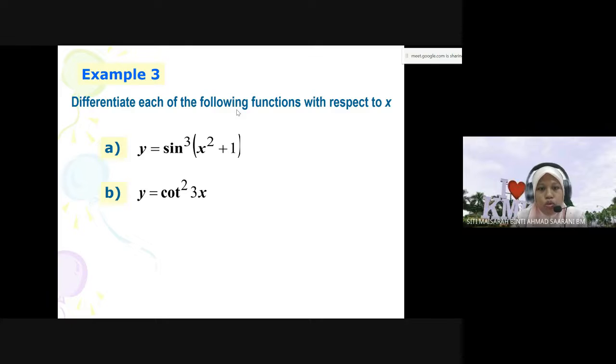For B, y equals cotangent square 3x. This is actually cotangent 3x squared, which means cotangent 3x times cotangent 3x. Tu maksudnya square yang kat tengah tu lah, in between sin dengan angle, cot dengan angle tu.